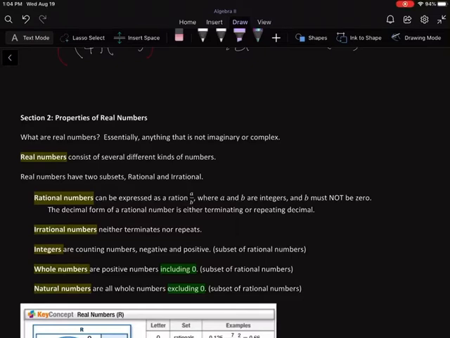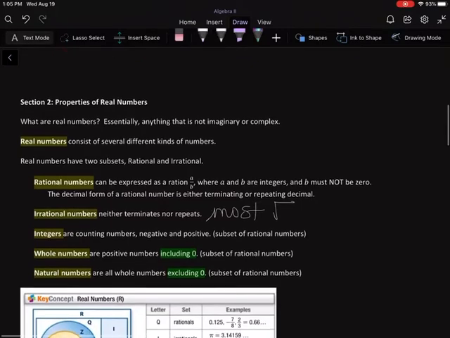We have rational, and rational is anything that can be expressed as a fraction, okay? So if it's a repeating decimal, I still can express that as a fraction. So 0.33333, that's actually 1/3. An irrational number neither terminates nor repeats. So again, it's an ongoing decimal that goes on and on. And typically most radicals, if something's not a perfect square root, then it's probably irrational.